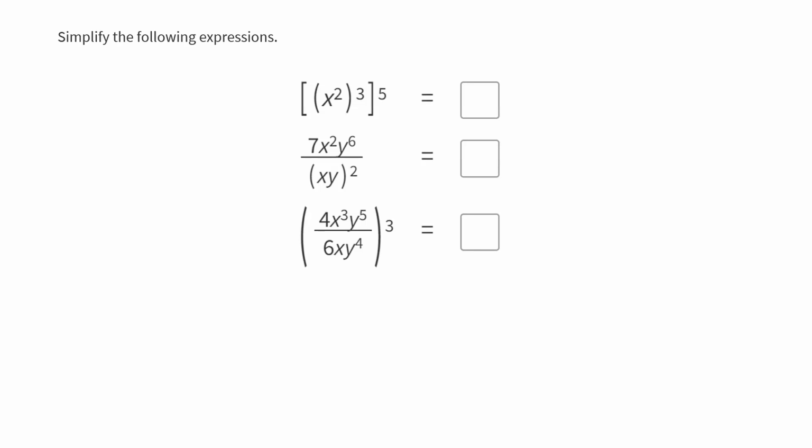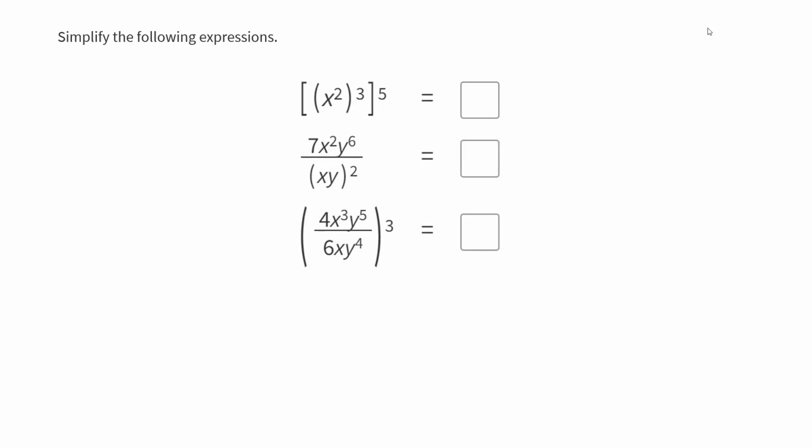And also, the understanding is that typically they want you to simplify them completely. That means you should have the variables written with positive exponents only, and any numbers are written in lowest terms. So if you do need to have a coefficient in the numerator or denominator or both, that should be written in lowest terms.